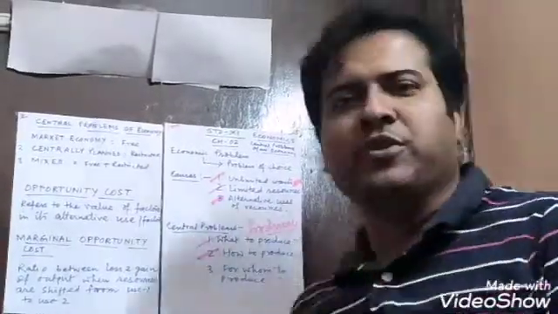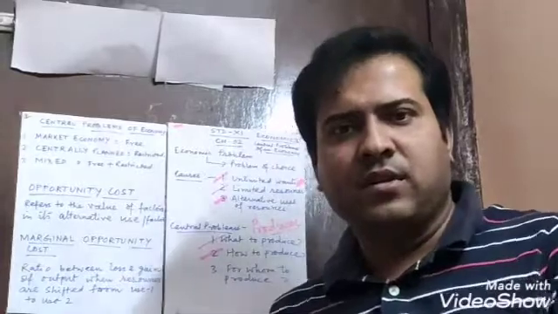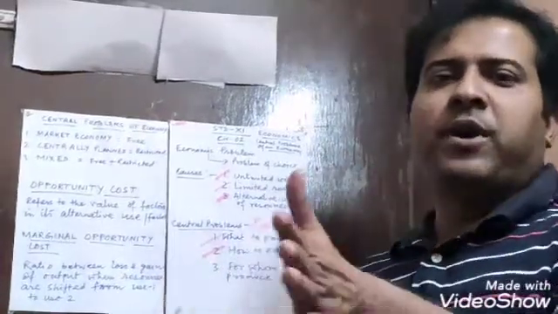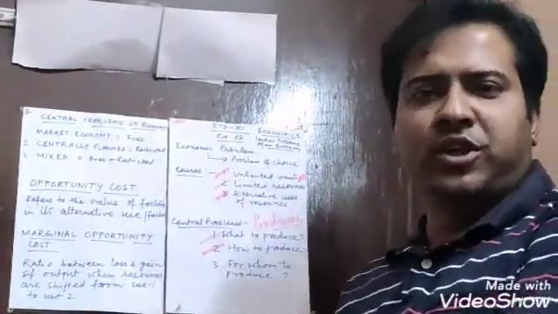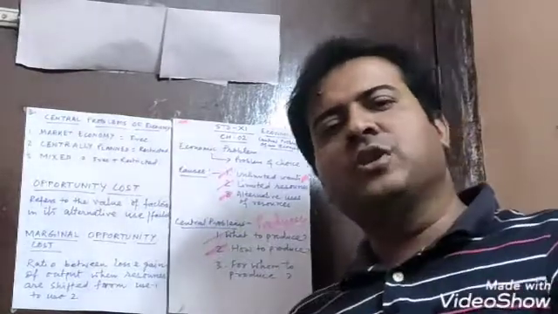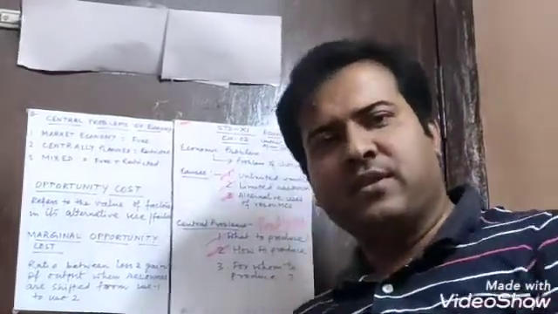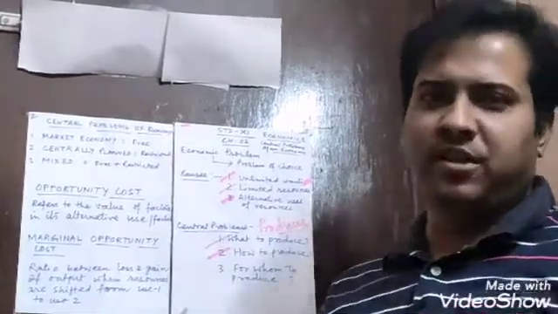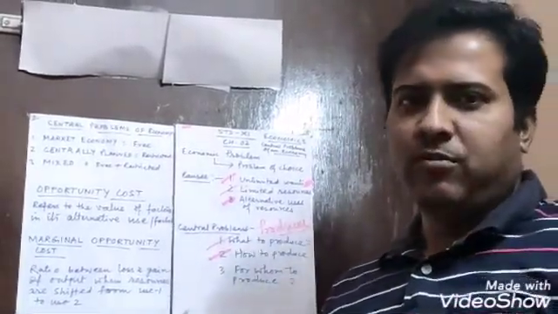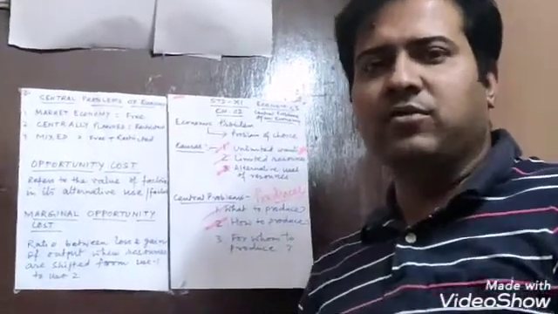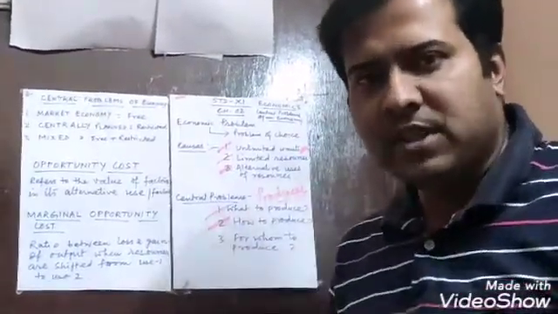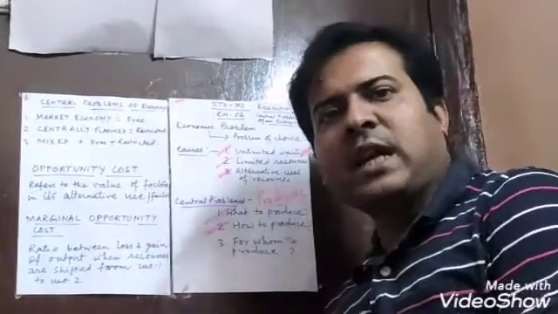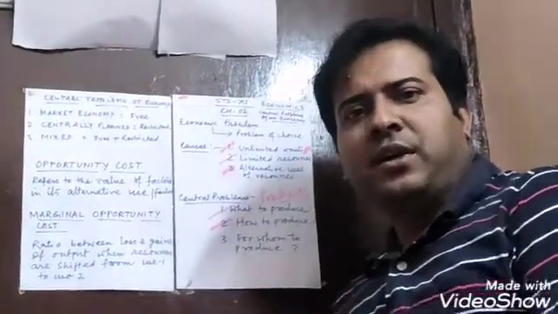Second, how to produce. Whenever a producer is producing a commodity, a producer has to think on various aspects, on which way I will produce that particular commodity. That means what techniques I will use. Labor intensive technique or capital intensive technique.